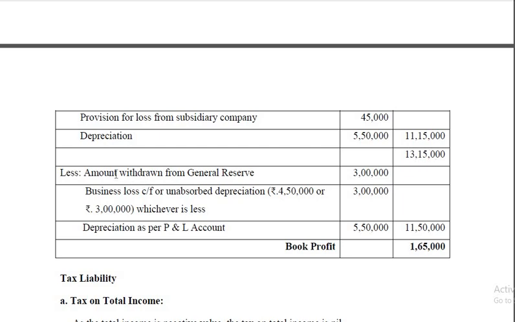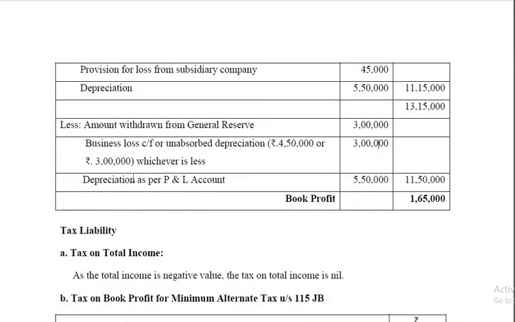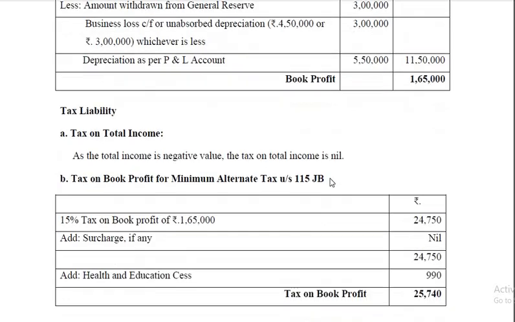Now the amounts withdrawn, items to be deducted. Amount withdrawn from general reserve. Brought forward business loss or unabsorbed depreciation, that is 4 lakh 50,000 or 3 lakh as per accounts, whichever is less. Out of these, 3 lakh is less, so it should be taken as the item of deduction. Depreciation as per profit and loss account, the same amount should be deducted, unless there is depreciation on revaluation of assets. So total deduction is 11 lakh 50,000. So book profit is 1 lakh 65,000.